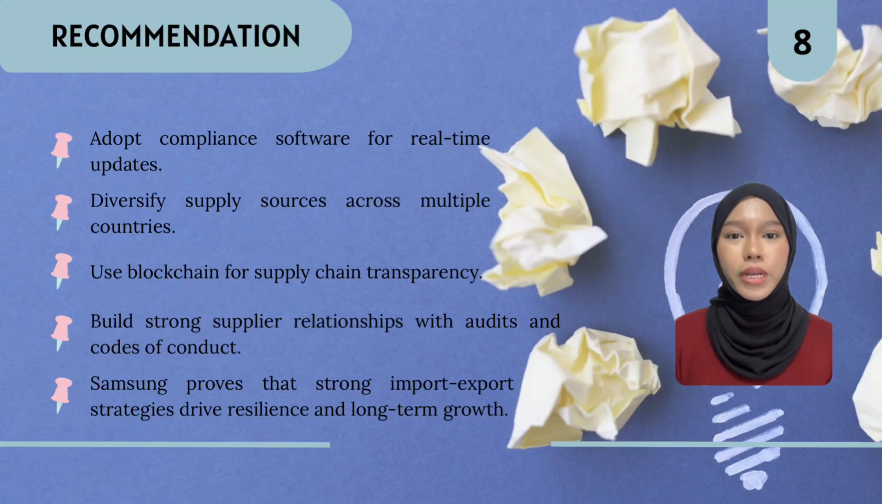Here are some recommendations for other companies. First, adopt compliance software for real-time updates. Second, diversify supply sources across multiple countries. Third, use blockchain to increase supply chain transparency. Fourth, build strong supplier relationships through audits and codes of conduct. In this uncertain global environment, companies that treat import-export management as a priority will be more resilient and successful.